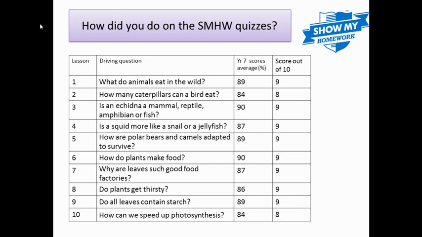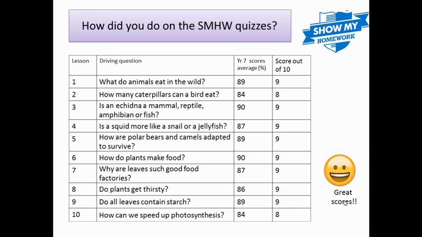So first of all, improvement questions. If we have a look at all of your 10 lessons here, the average scores each lesson and what this equates to out of 10, you can see that you have done absolutely brilliantly. These scores are fantastic. I'm really, really impressed. So you should all be really happy with yourselves. You've obviously all got a really good knowledge of the circle of life.